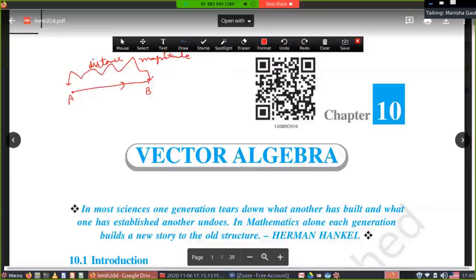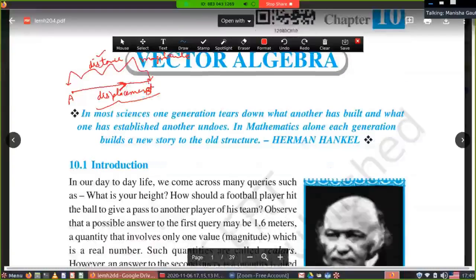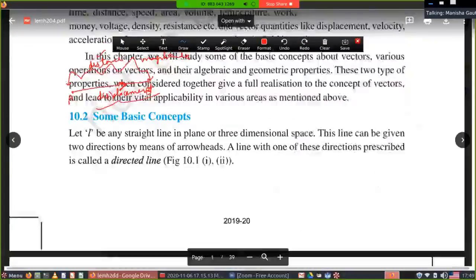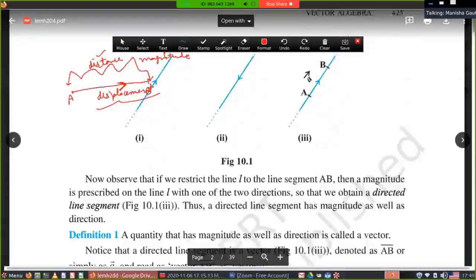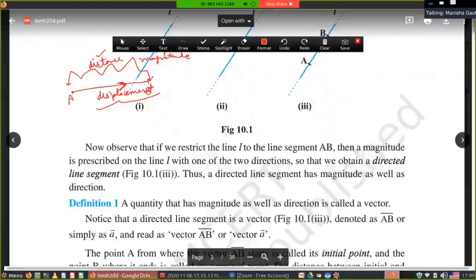When I go directly from A to B, it means magnitude as well as direction I have mentioned here. It means we are talking about the displacement. There's a difference between a vector and a scalar quantity. Here distance is a scalar quantity and displacement is a vector quantity. Here we can see the definition of the vector: a quantity which has magnitude as well as direction is known as a vector quantity. A quantity that has magnitude as well as direction is called a vector.